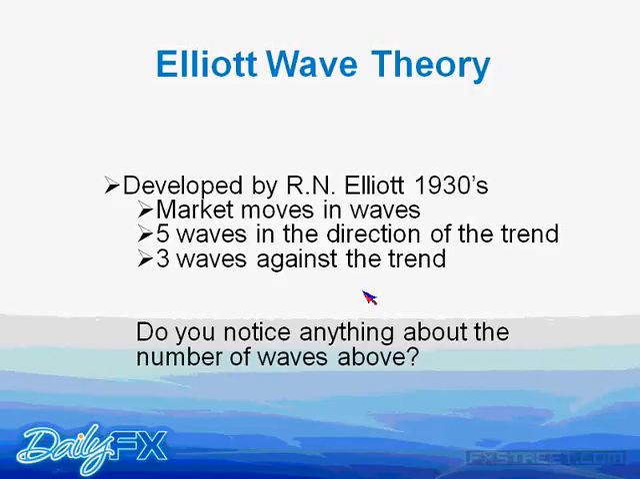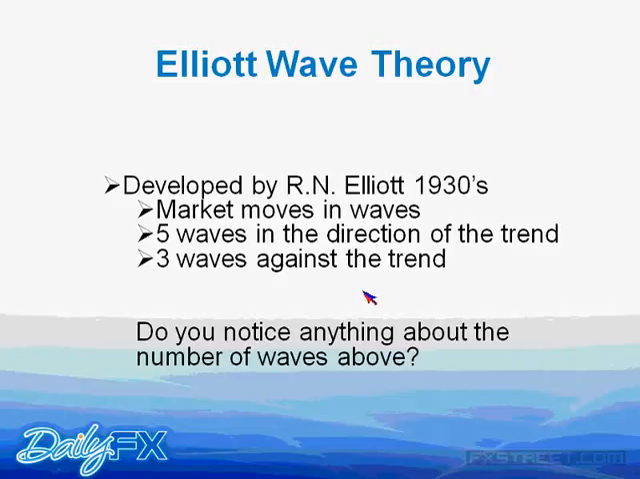So this has stood the test of time, as well as Fibonacci. Fibonacci's been around for hundreds of years. Elliott Wave theory has been around for almost a century now as well. So it's stood the test of time. What he found out is that markets move in waves. 5 waves move in the direction of the trend. 3 waves move against that trend. Now, one thing to note here is that trend is a function of the time frame that you're looking at.